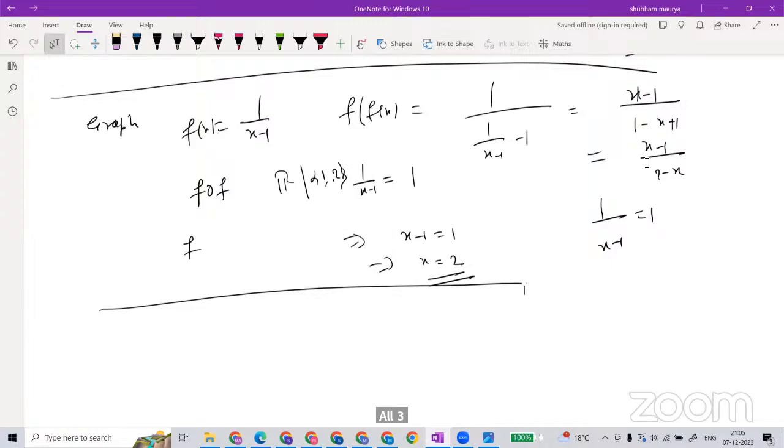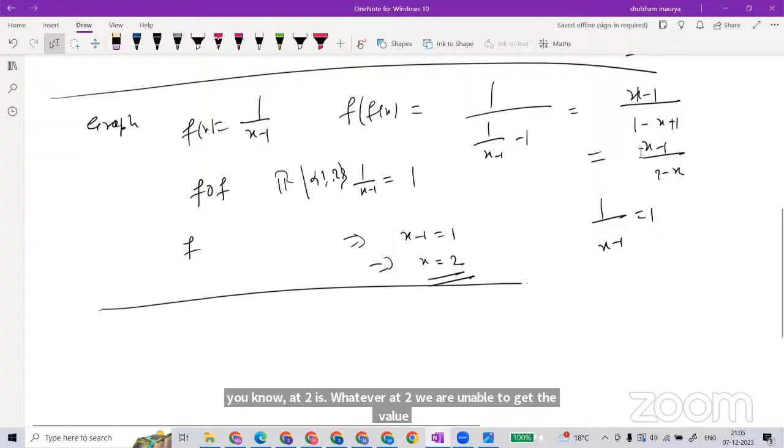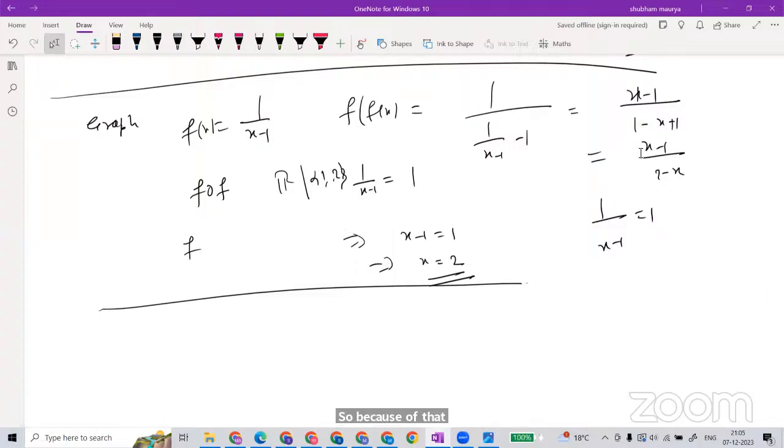I think he meant that when we check continuity, we check the left limit, right limit, and the function's value at that point. All three need to be equal; only then do we say it is continuous. But in this case, we can never check f of 1 and f of 2. So the only option we have is to check the limits. So that is what I said.